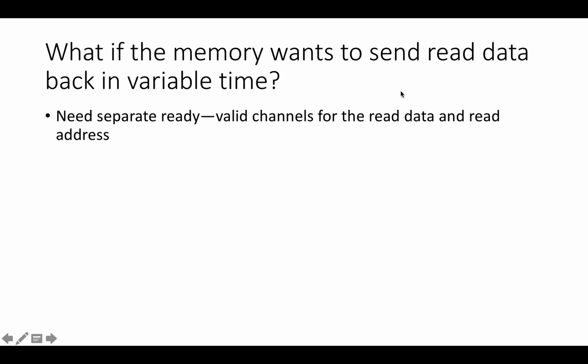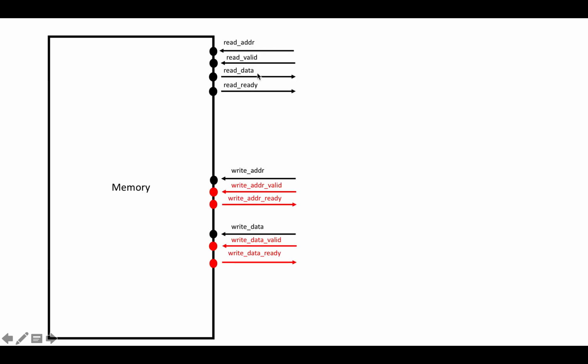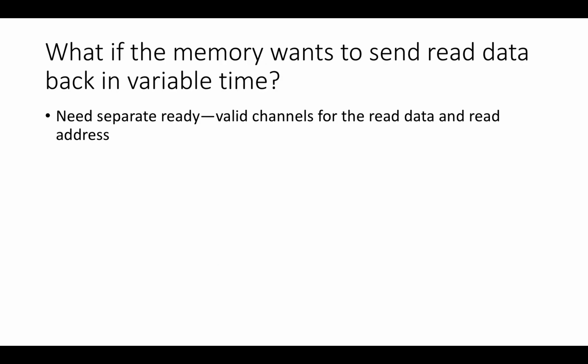Well, what if the memory might not send the read data back in a fixed amount of time? What if sometimes you'll get the data back one cycle after you set read valid and read ready is 1, and then other times it'll be 20 cycles later or 50? So we need a ready valid channel for the read data as well as for the read address in that case, right?